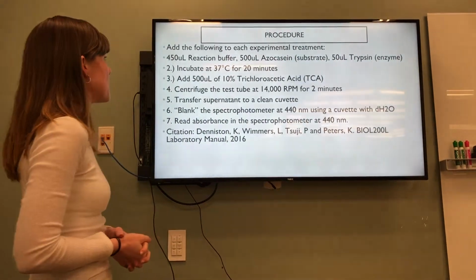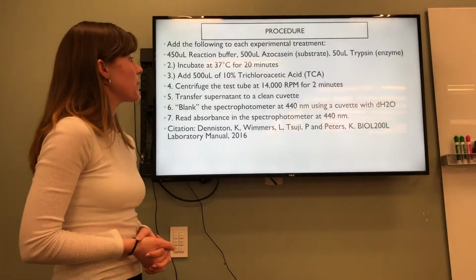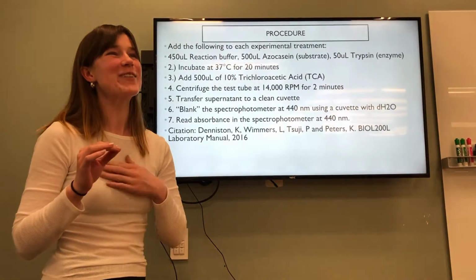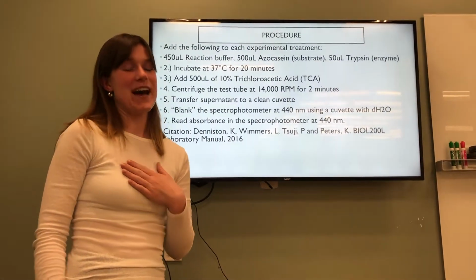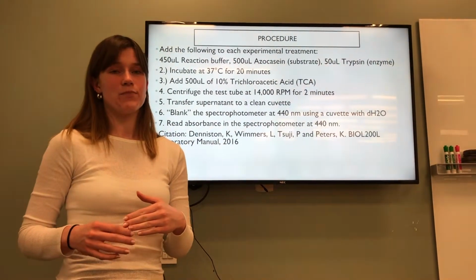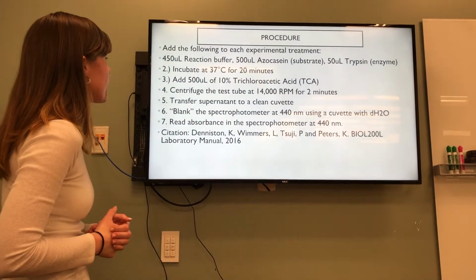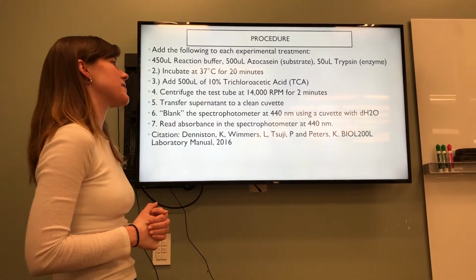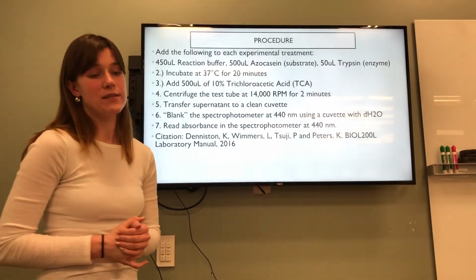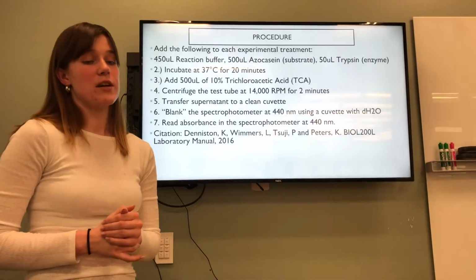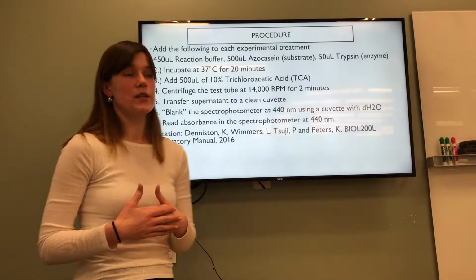For step 2, we incubated the test tubes at 37 degrees Celsius for 20 minutes. Then we added 500 microliters of the 10% trichloroacetic acid, TCA, that's easier to say. The TCA was added to stop the reaction and precipitate undigested substrate. Step 4, we centrifuged the test tubes at 14,000 RPM for 2 minutes. The centrifuge step after adding the TCA is to remove the undigested substrate.